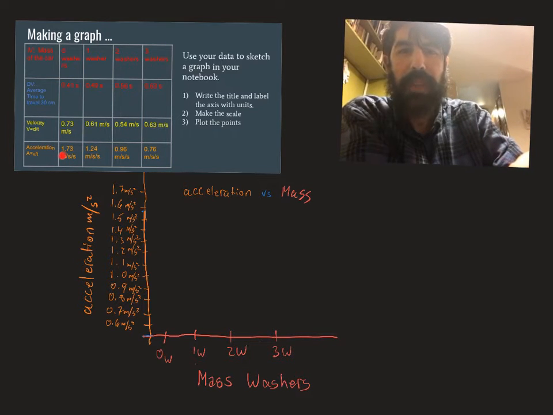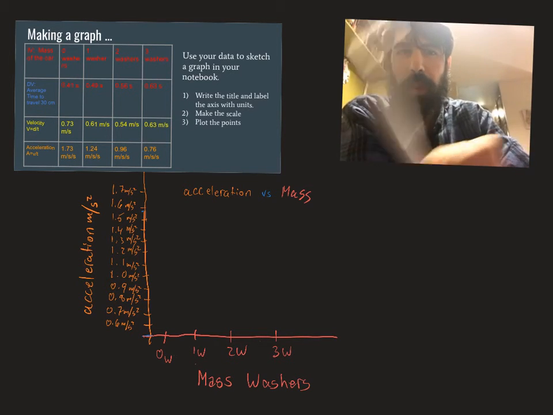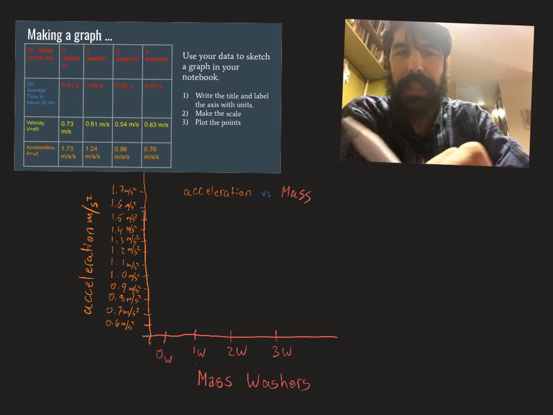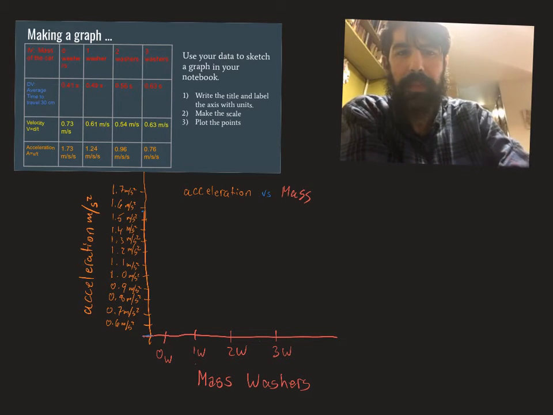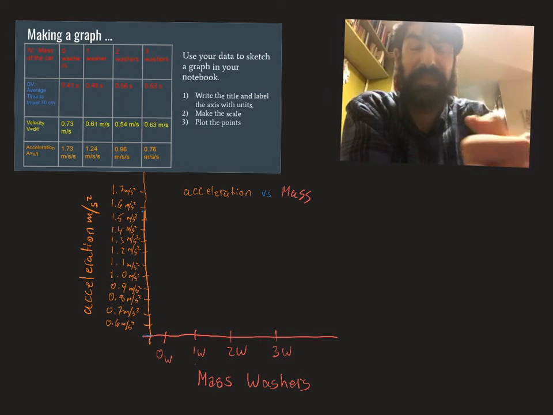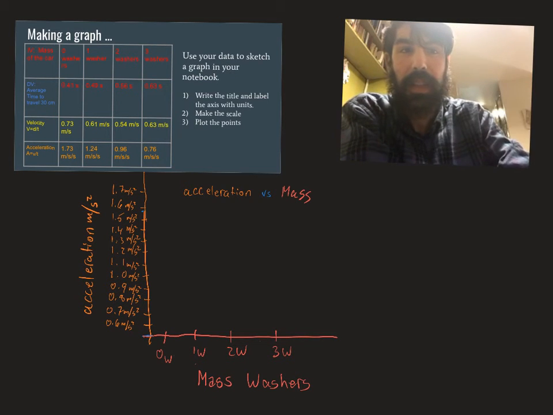So now I'm going to look at my first point. 1.73 meters per second squared at 0 washers. And this is what's powerful about a graph. I'm going to make one dot for 2 pieces of information. One dot tells me about zero washers, and 1.7 meters per second squared. 1.7 meters per second every second.